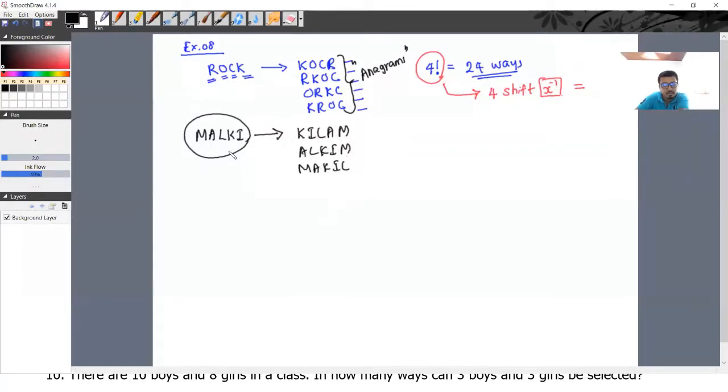How many ways, how many options do we have? There are 1, 2, 3, 4, 5 letters in her name. So there should be 5 factorial ways. It means 120 names can be formed using this name. We can form 120 anagrams. We call them anagrams. Right. That is example number 8.